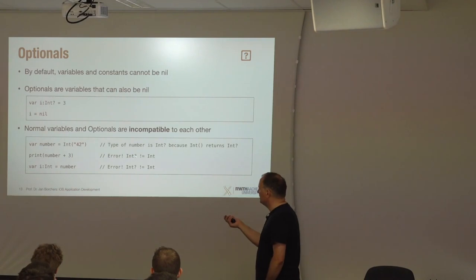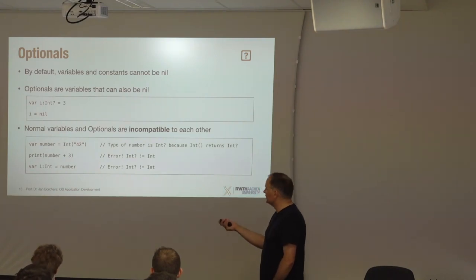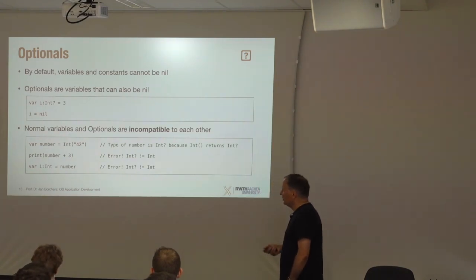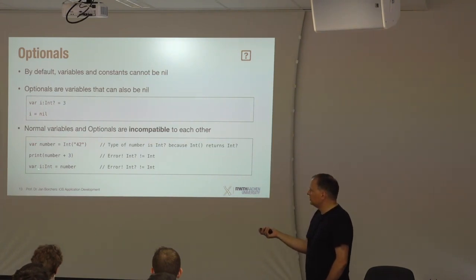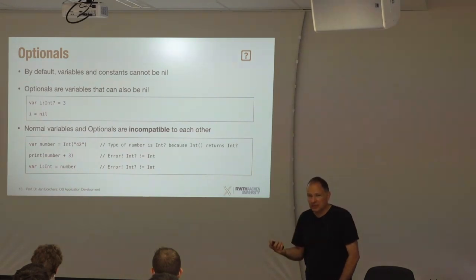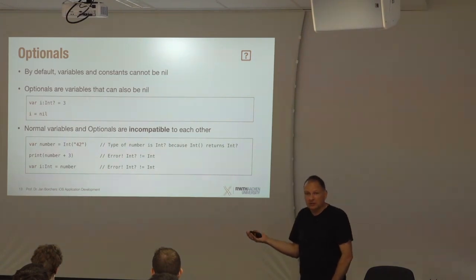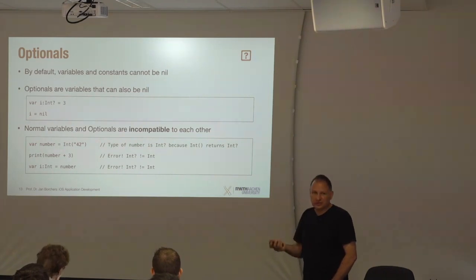Simply because int?, an optional int, is not the same as int. This also gives you an error, right? If you try to explicitly declare a variable i of type integer and assign it the value number, it can't do that. I think here it's even more obvious why that's not possible, because number could be nil, because it's an optional int. And what is it supposed to do in that case, right? It doesn't make sense.